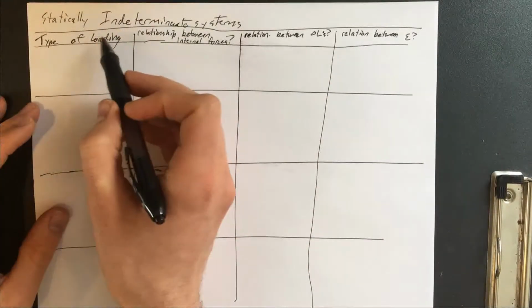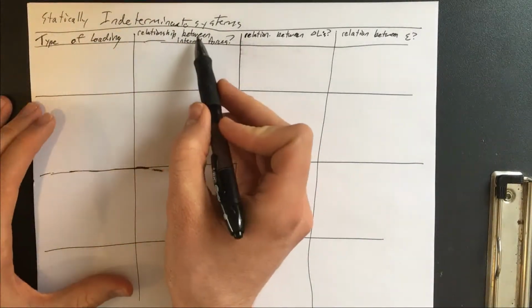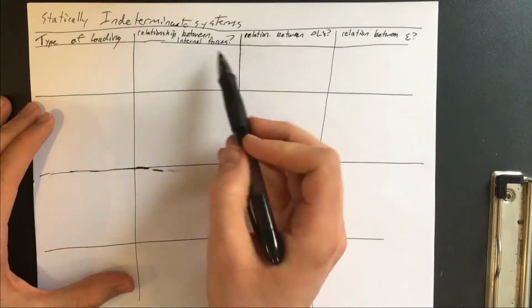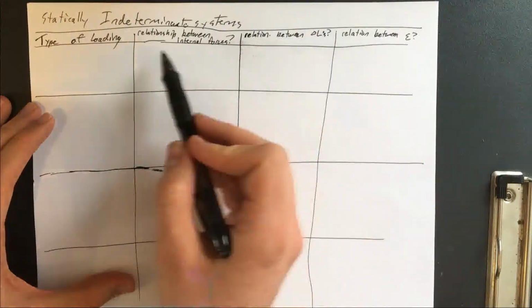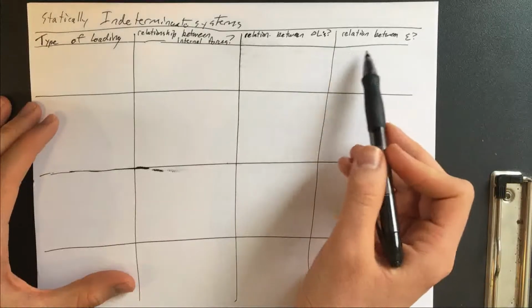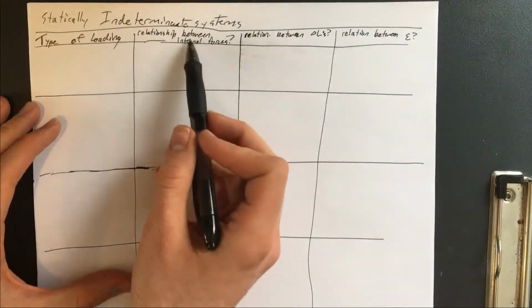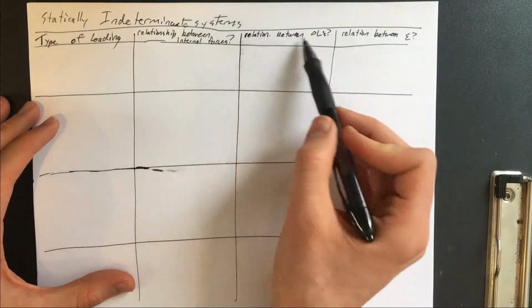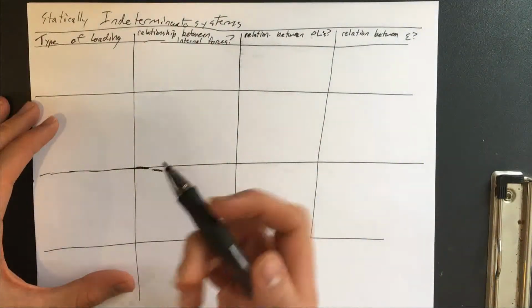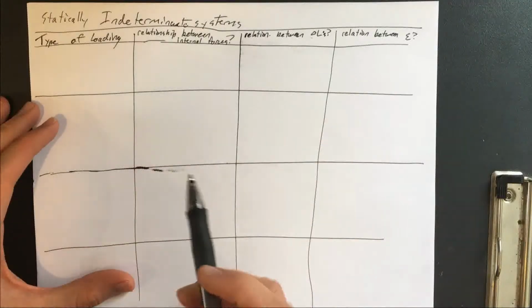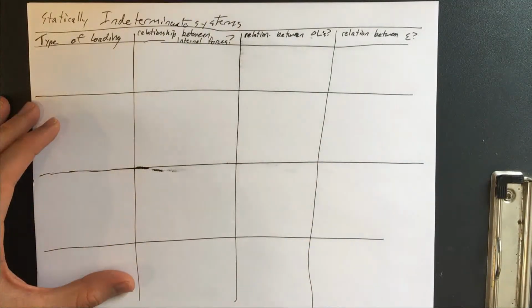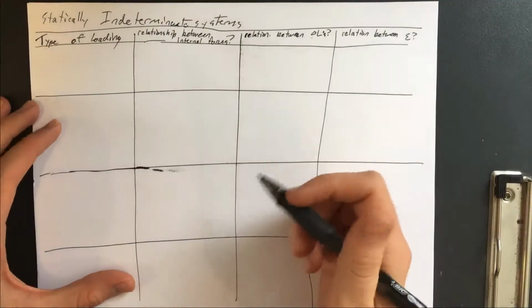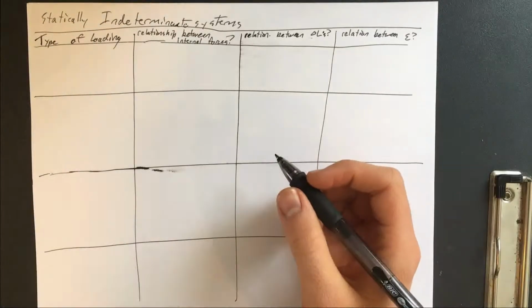So based on the type of loading, we'll be able to say, is there a relationship between internal forces? Is there a relationship between internal lengths? Are there multiple relationships? By understanding if there's an extra relationship between internal forces or between internal lengths, that's where our extra equation to resolve unknowns is going to come from. So let's sketch out what these loading configurations could look like.